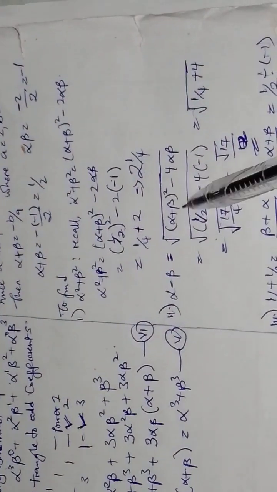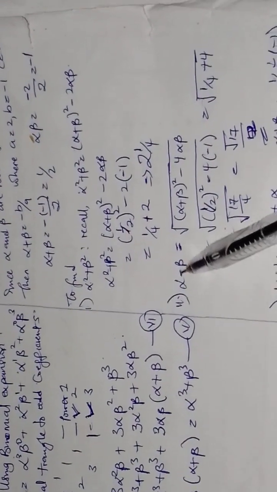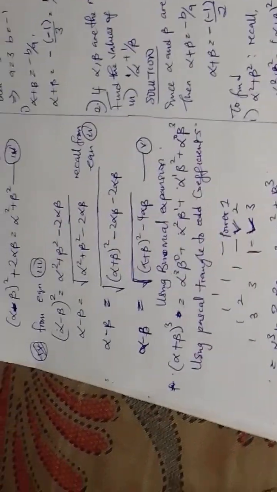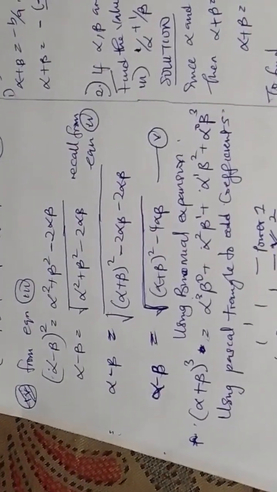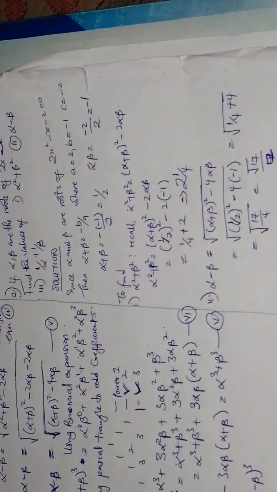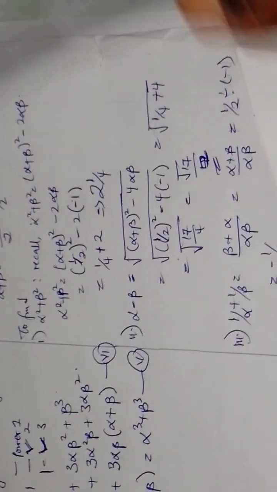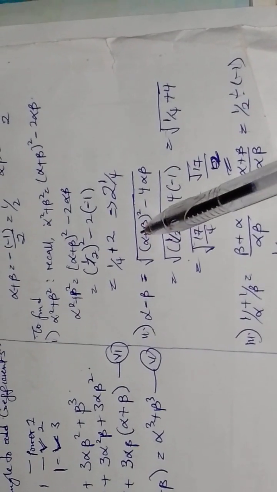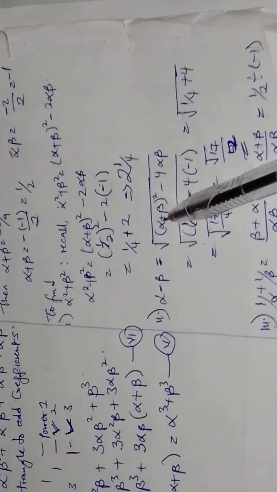Question 2 says that we should find alpha minus beta. So to find alpha minus beta, if you recall from our previous equation, alpha minus beta is the root of this, right? You look at it here, you see that in equation 5, alpha minus beta equals the root of alpha plus beta square minus 4 alpha beta. So that's the same thing we are going to use here.